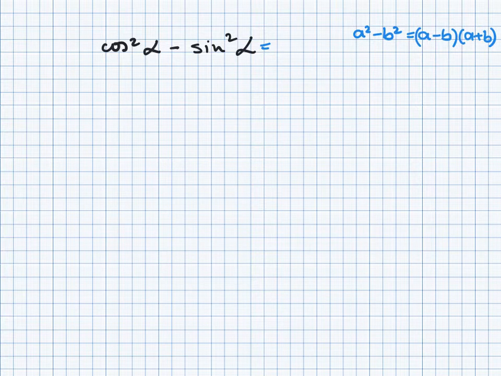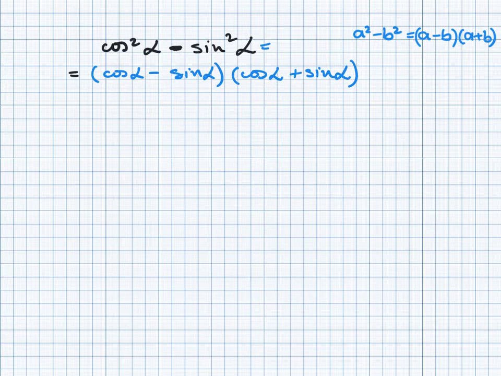So, equal to, let's have it here. This is the difference of 2 squares. The difference is this negative sign, the negative difference between 2 squares, one square and another square. So let's do it: cosine of alpha take away sine of alpha, multiplied by cosine of alpha plus sine of alpha. So this one is just expanding.